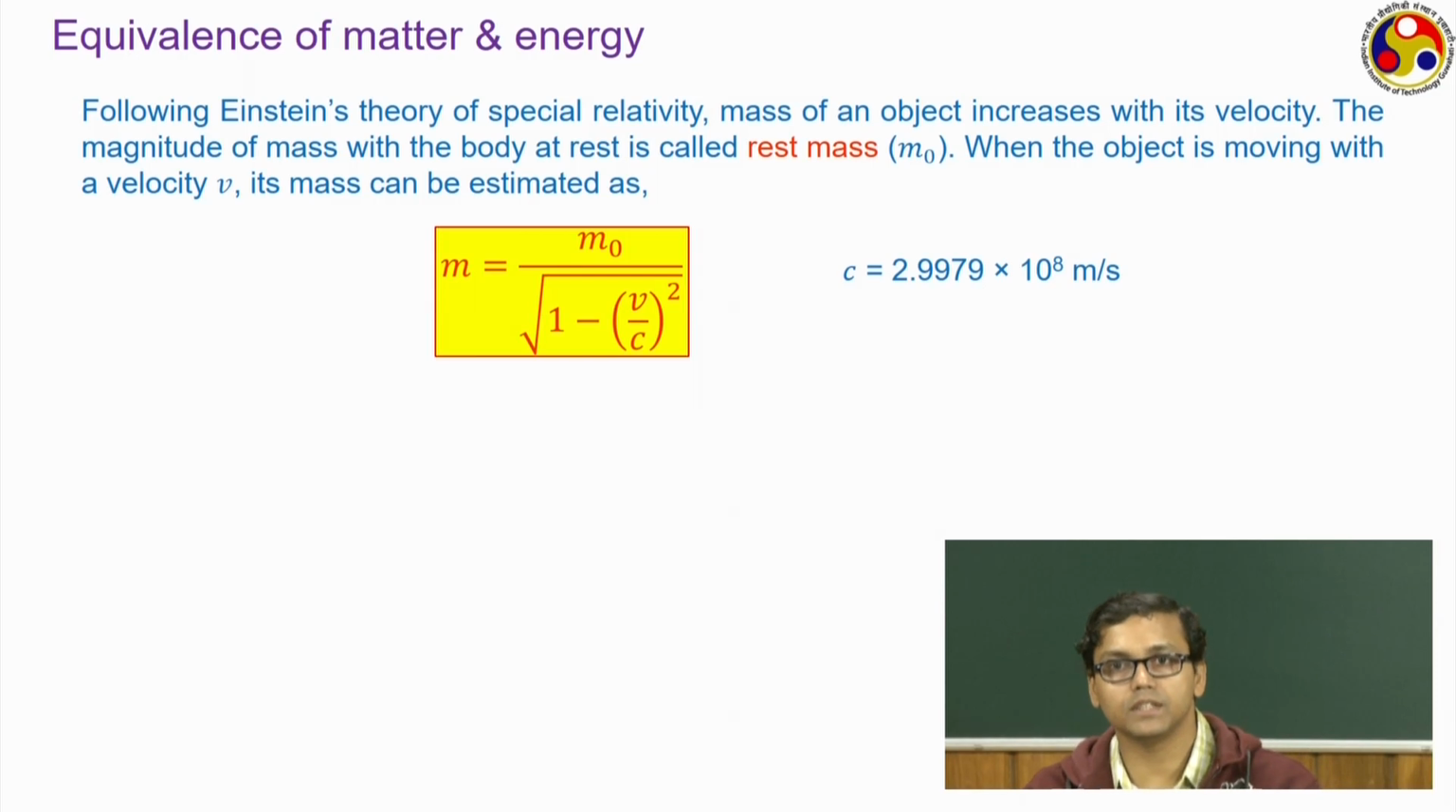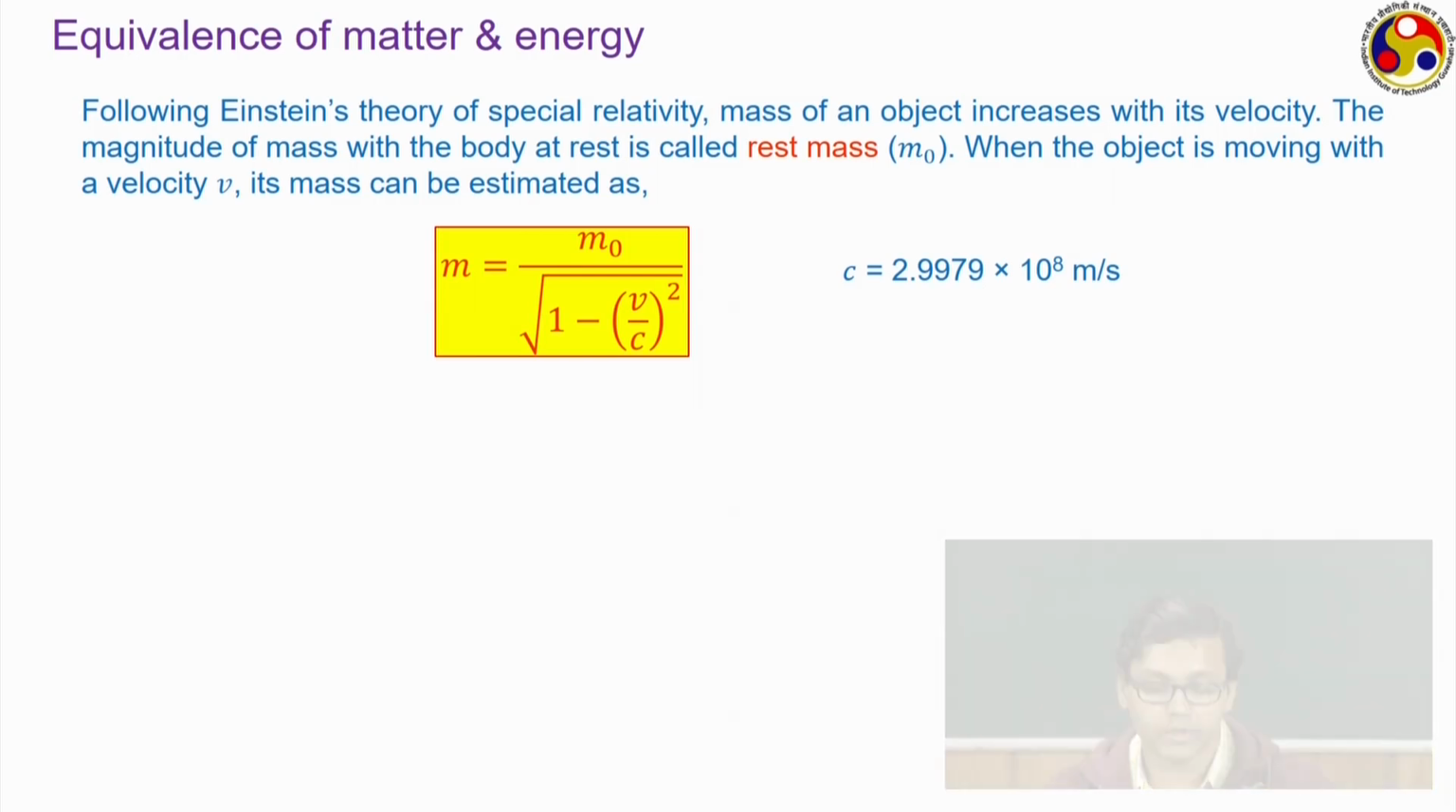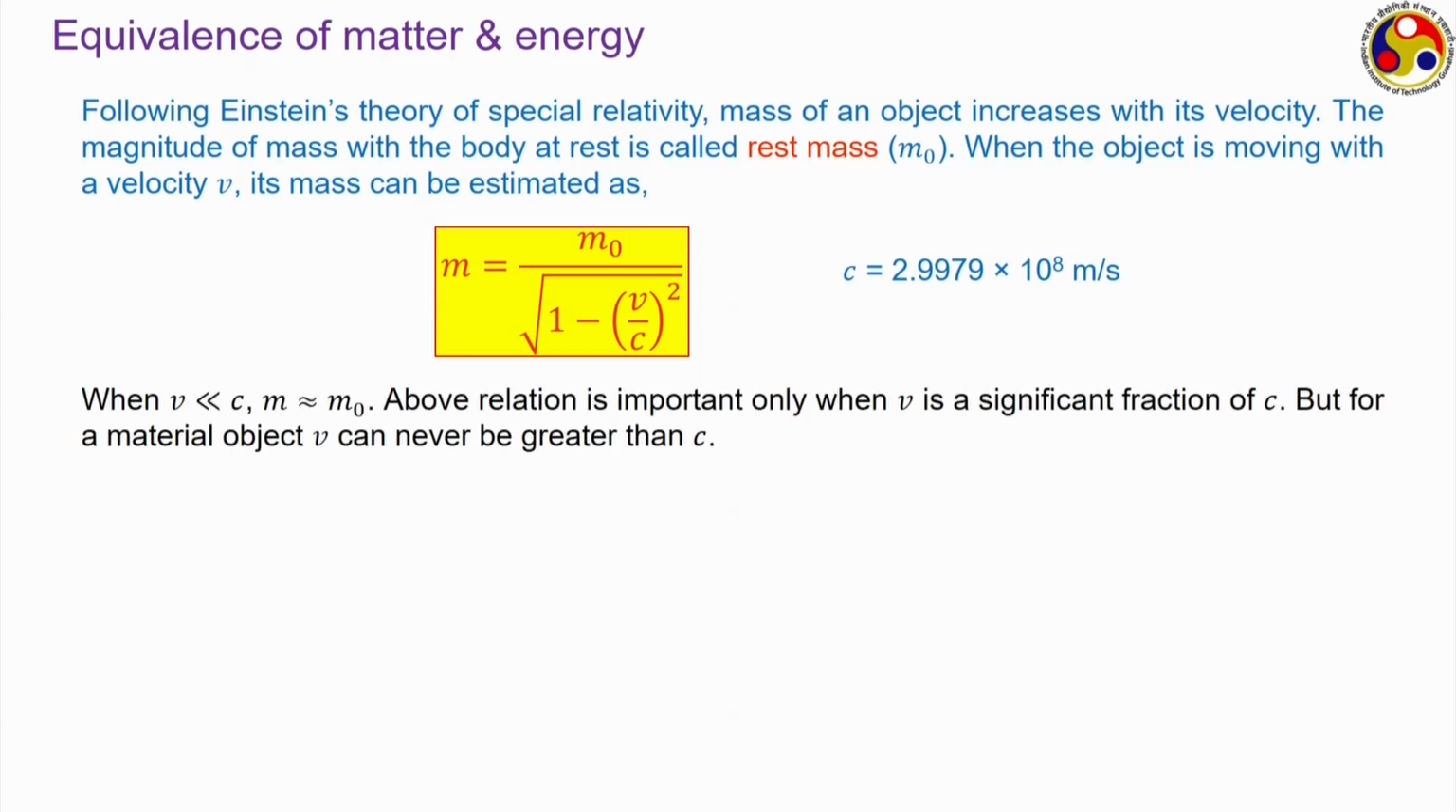Now, you can clearly see c being such a very large number, we need quite a large value of v to have any contribution on the value of m. If v is small compared to c, the denominator basically reduces to 1 and m remains quite similar to m naught. This relation is important only when the velocity is a good portion of c, that is, v needs to be a good 10-20% of c, and only then will the value of m be substantially different from the rest mass value.